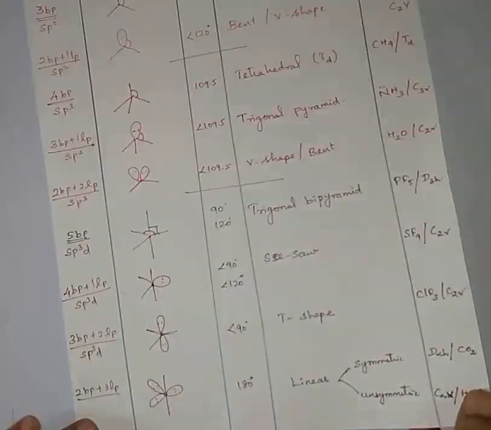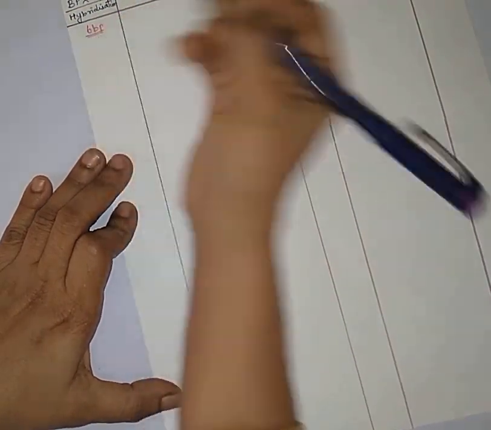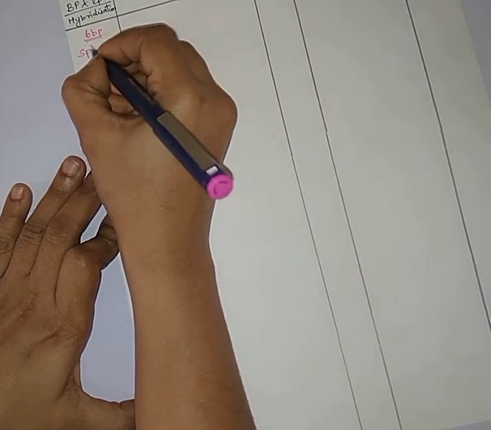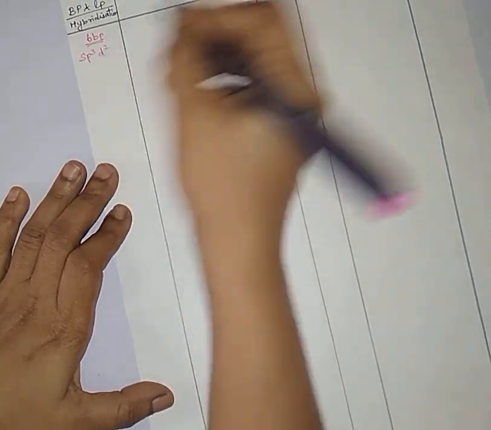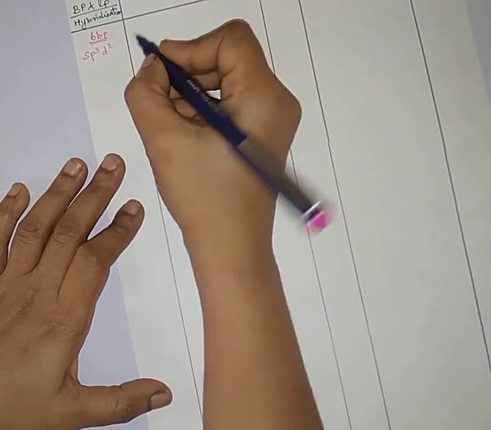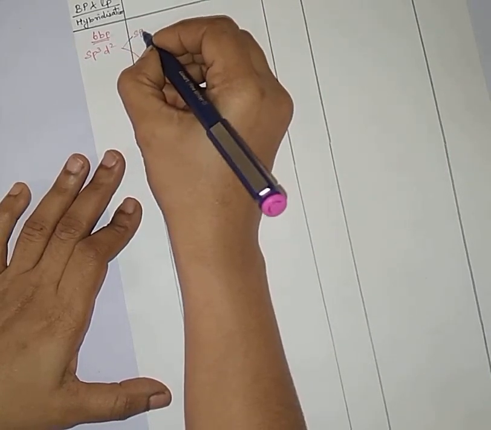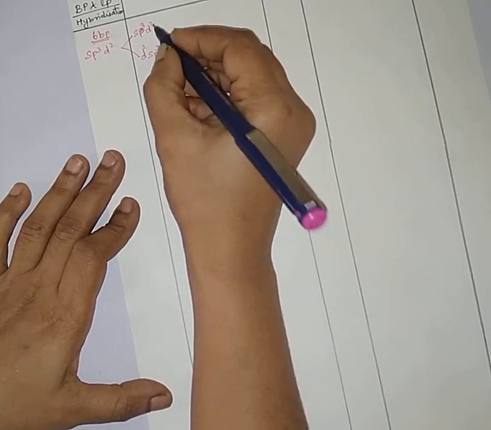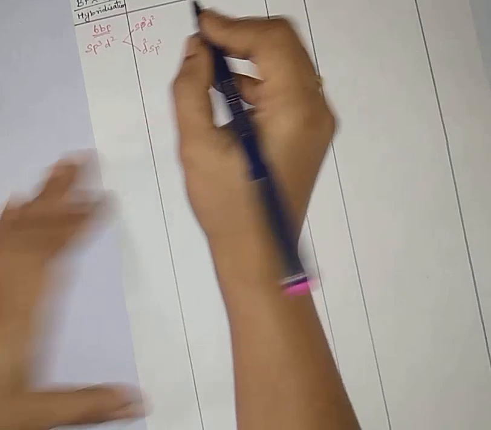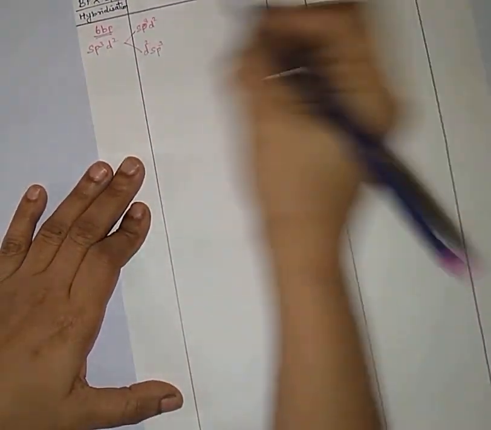Now we are going to see 6 bond pair. 6 bond pair is sp3d2. 4, 5, 6. This sp3d2 is divided into 2 ways: sp3d2, otherwise d2sp3. We can say two ways, but the diagram is the same. The structure will be the same, and this is the octahedral complex.